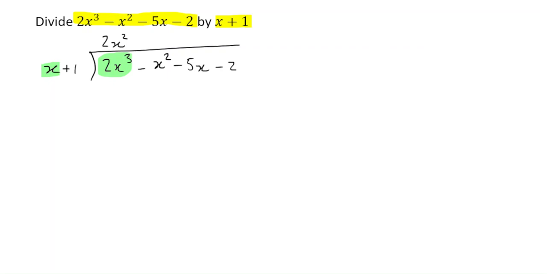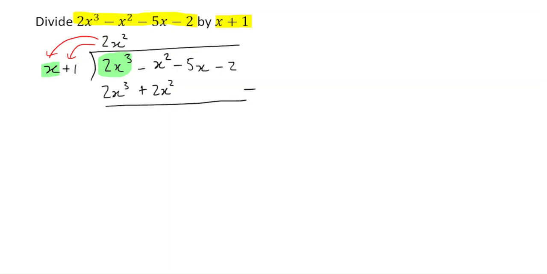We then take that 2x squared and we multiply it through by the terms that are here. So we do 2x squared times x, that gives us 2x cubed, and we do 2x squared times 1, which is 2x squared. And having done that, we then subtract off.